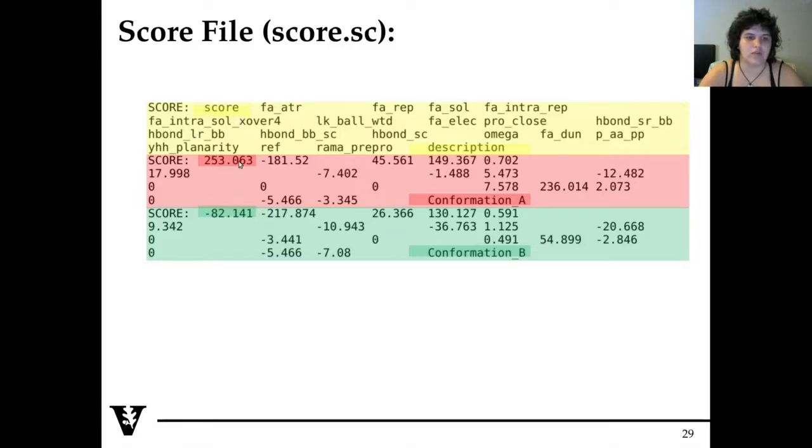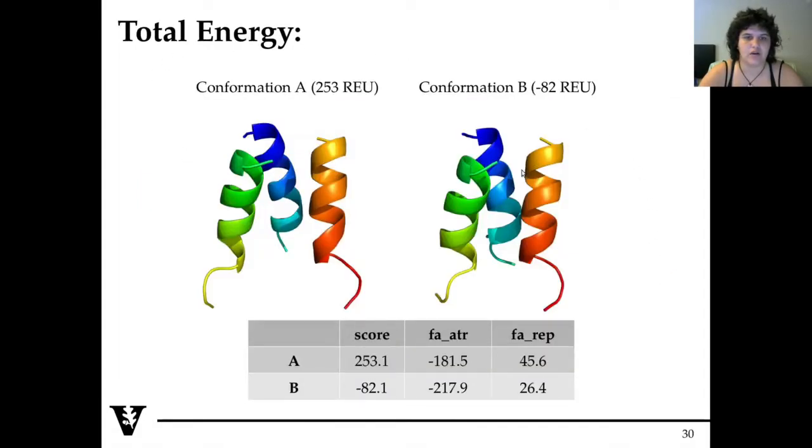That was 253 for conformation A and minus 82 for conformation B. But you can also check in all the other columns the energy terms that I just described, so the attractive, the repulsive, the solvation, and so on. So if we look at our two conformers, we can see that they differ in the total score, but they differ also in the attractive and repulsive energy terms. B is more negative here and less positive here. So what changed between the two is that the Lennard-Jones interactions are improved in conformation B compared to conformation A.